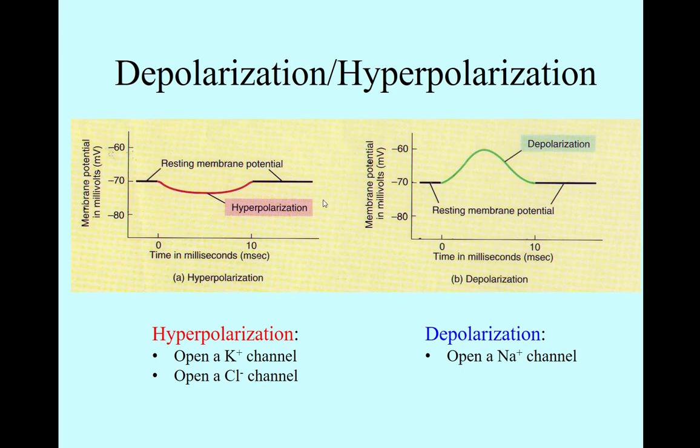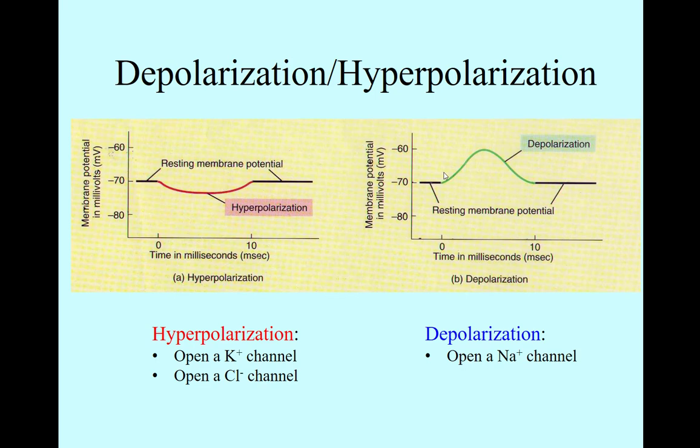Well, we know that if we open up a sodium channel, sodium will rush into the cell based on the electrical and chemical gradient. The sodium ions are positive. More positives inside the cell are going to make this less negative. So opening up a sodium channel, allowing sodium to come into the cell, will depolarize the cell.